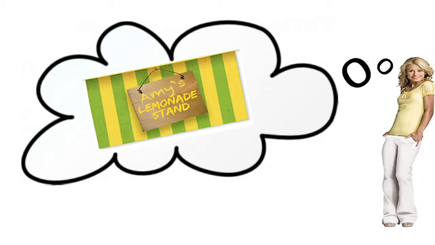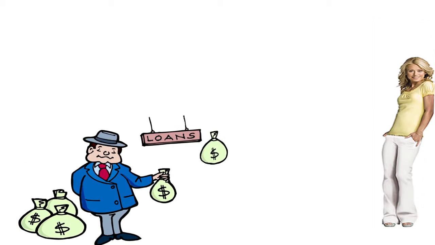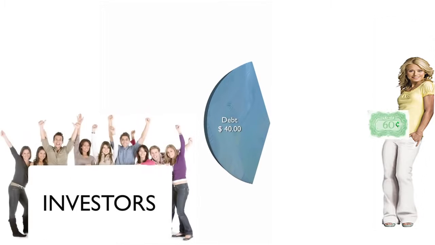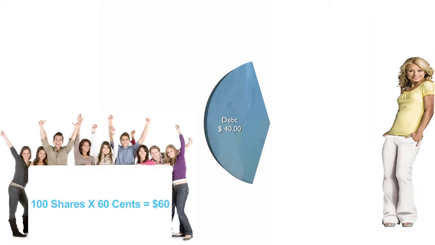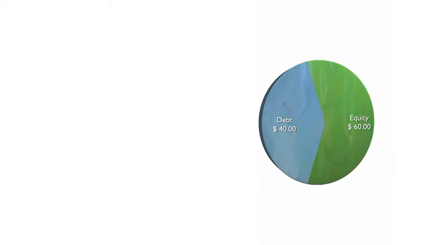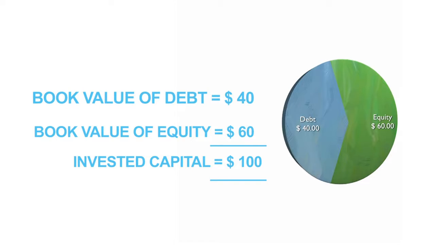To set up her company, let's say that Amy needs $100. She finds this in two ways. She raises capital by borrowing $40, and she issues equity worth $60 at 60 cents per share. We refer to these numbers as the book value of debt and the book value of equity. Together, these numbers constitute the invested capital. In the case of Amy's lemonade stand, the invested capital is $100.